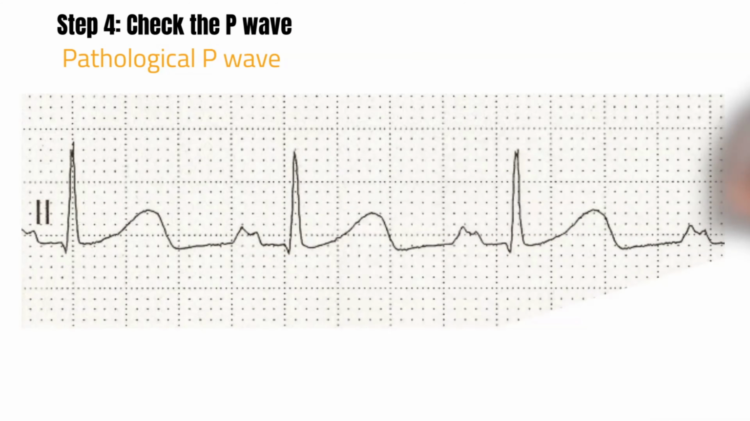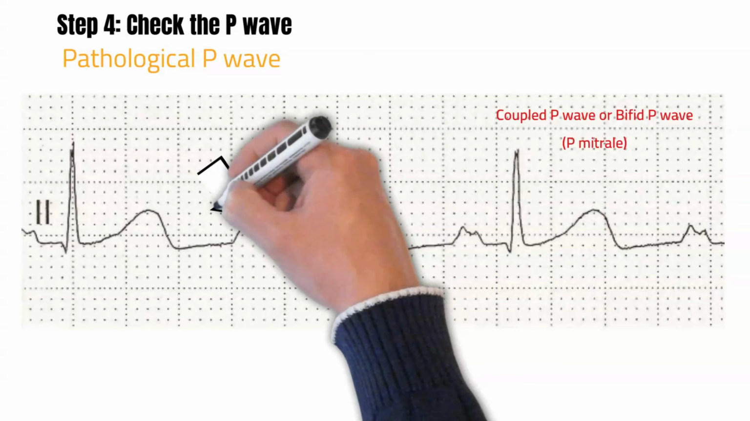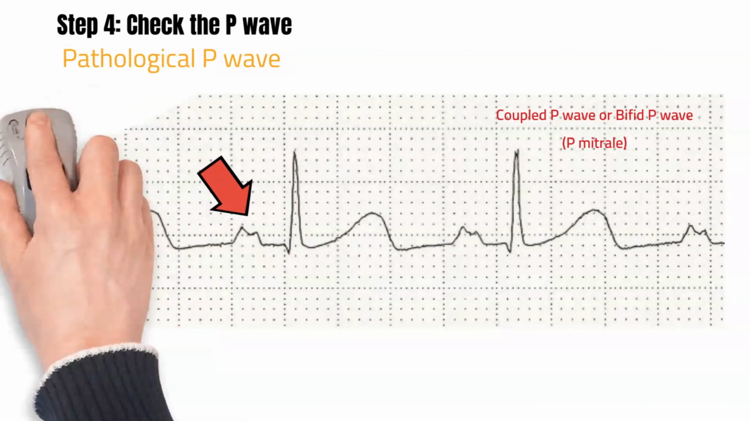Here is another pathological P wave. As you can see, it seems to have a coupled P wave or bifid P waves. This is known as P mitrale. It indicates left atrial abnormality, which may be caused by atrial dilatation or hypertrophy.